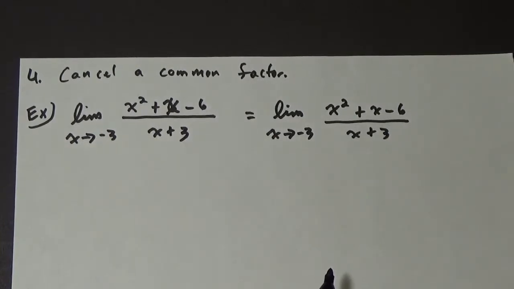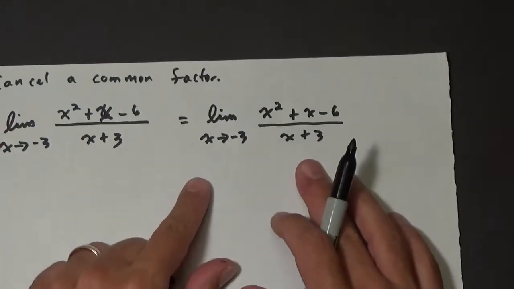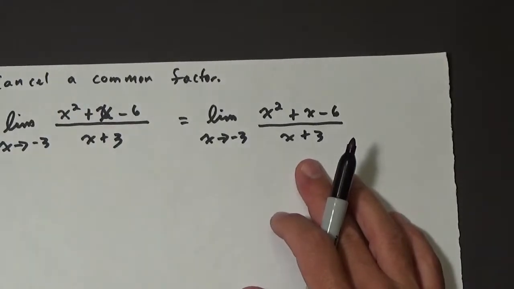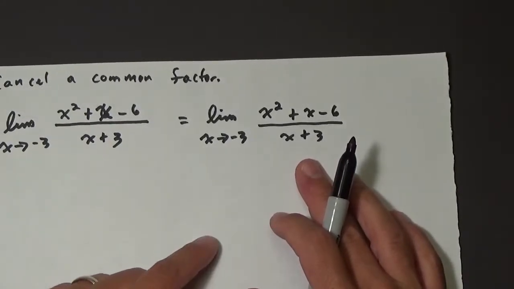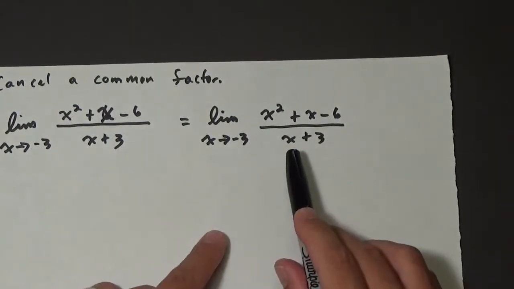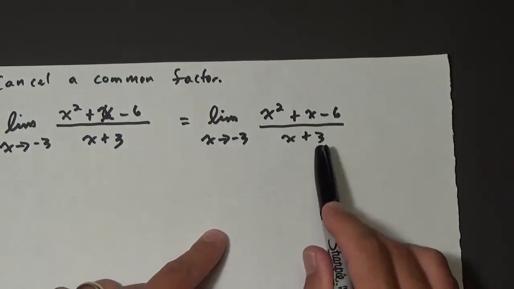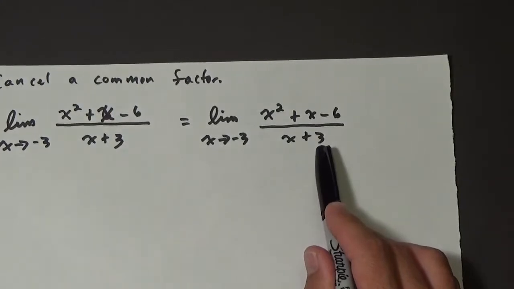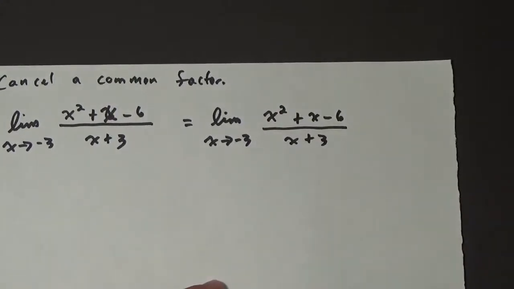Alright, so we want to evaluate this limit right here. And the first thing we try is substitution. Always try substitution. But quickly we're going to see it's not going to work because we put in a -3 here. -3 plus 3 is 0. I think this is also 0. But anyways, you can't divide by 0. So it is indeterminate.